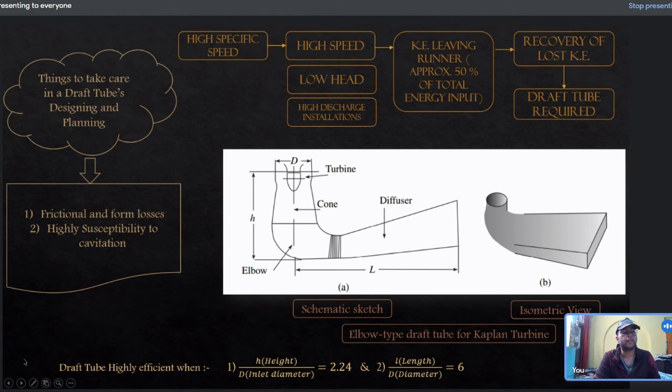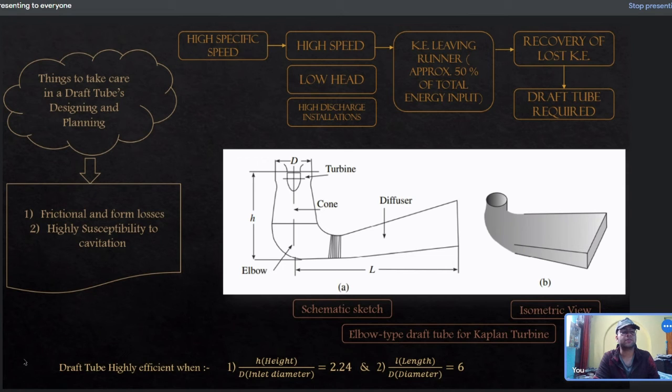To tolerate the increased pressure and speed, the tube must be strong enough and is usually made of cast steel and cemented concrete. There are certain things that need to be taken care of while designing and planning this tube, like frictional and form losses in the draft tube and susceptibility to cavitation.